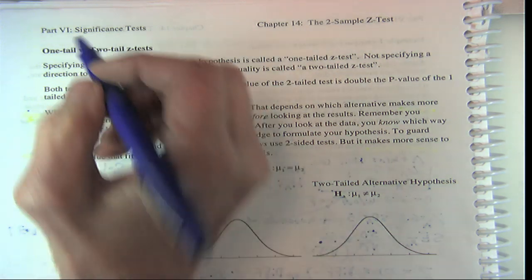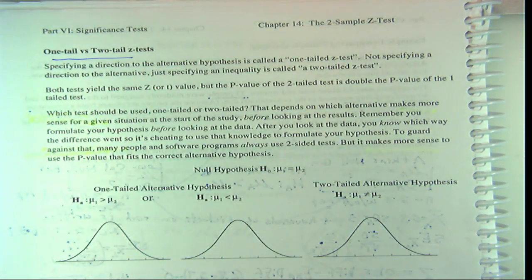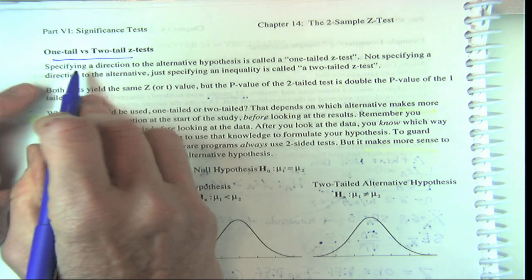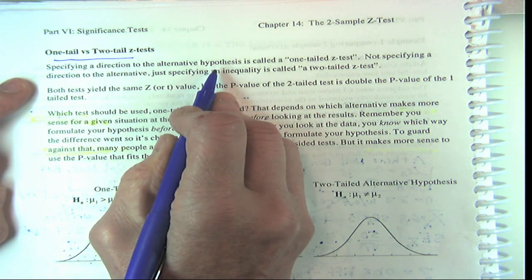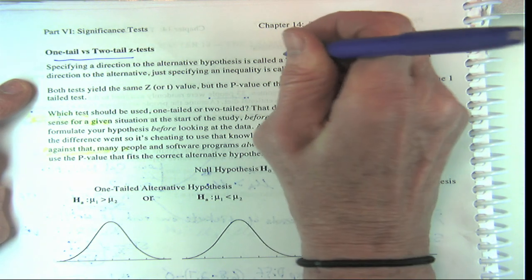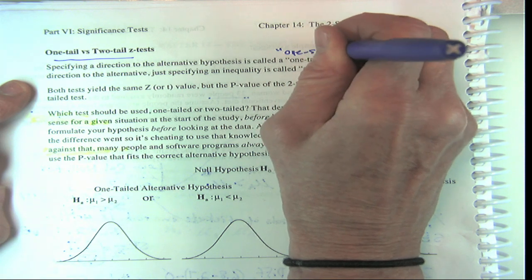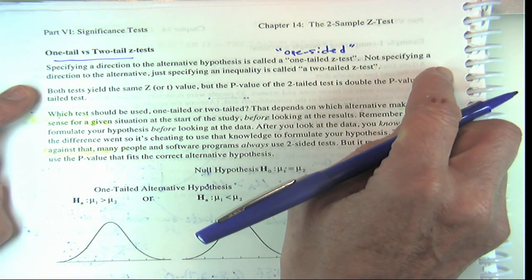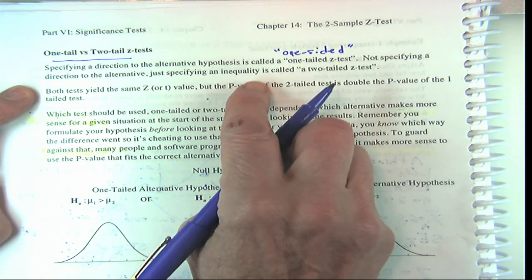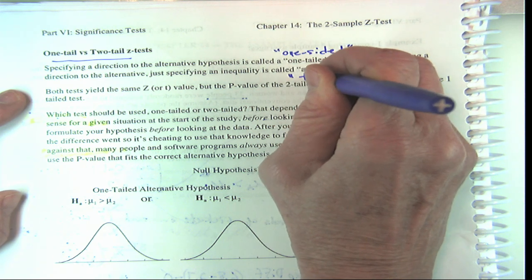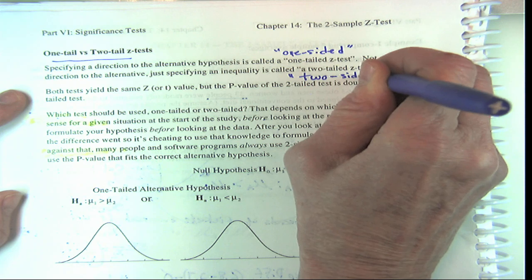All right, so the question about one-tailed versus two-tailed tests. This will come up a lot. You'll also see it as one-sided versus two-sided, the same thing. Specifying a direction for the alternative is called a one-tailed or one-sided test. If you don't specify a direction, just specifying an inequality, that's called a two-tailed or two-sided test. They're used interchangeably.